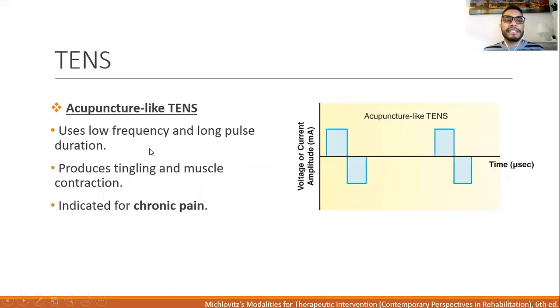This other type of TENS is acupuncture-like TENS. In acupuncture-like TENS, the frequency is low, as you see here. It's like here, pam, and then pam. So low frequency, and the pulse duration is longer. The sensation that the patient feels is tingling and also muscle contraction. So we have stimulation of both sensorial and motor fibers. Basically, when we use long pulse durations, we are activating motor fibers. We'll go more deeply into this subject in the next videos. Acupuncture-like TENS is more used to treat chronic pain.